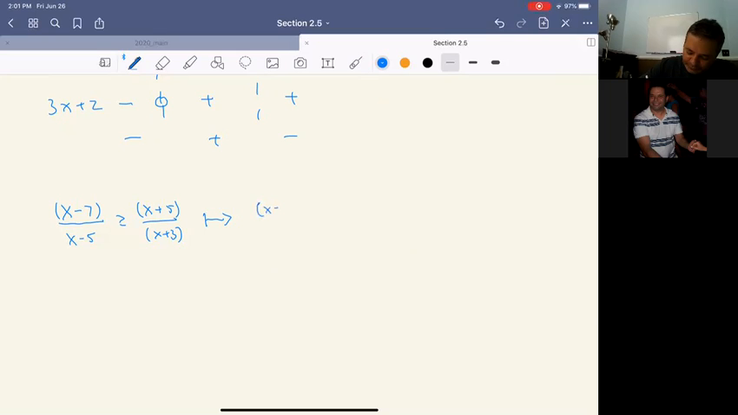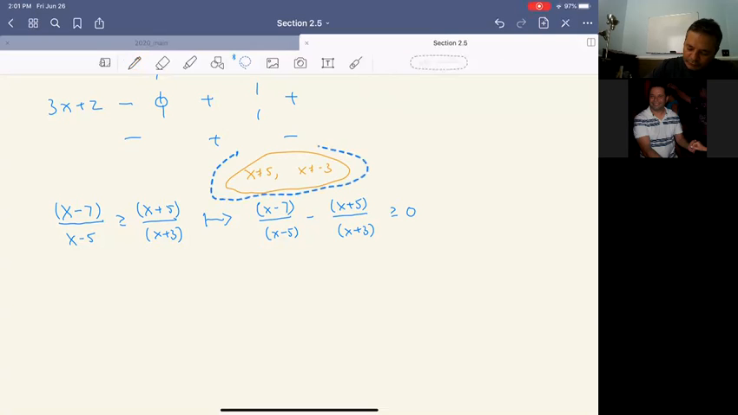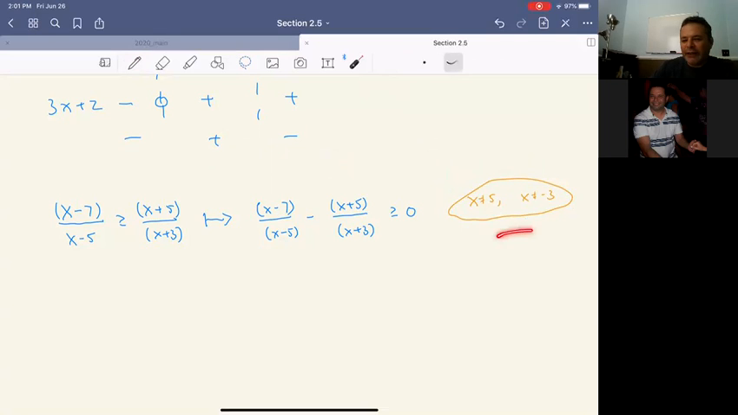So (x minus 7)/(x minus 5) minus (x plus 5)/(x plus 3) has to be greater than or equal to 0. I'm going to write down, just so that I make sure, x cannot equal 5, x cannot equal negative 3. I just want to keep that in mind for this problem as I'm going forward, because they might go away in the algebra, and we don't want that. We don't want to lose them.